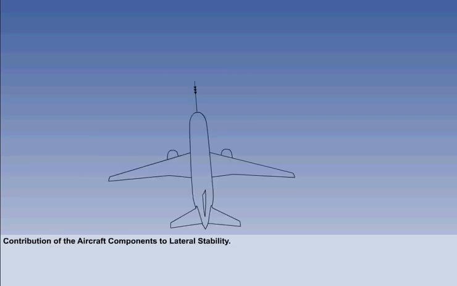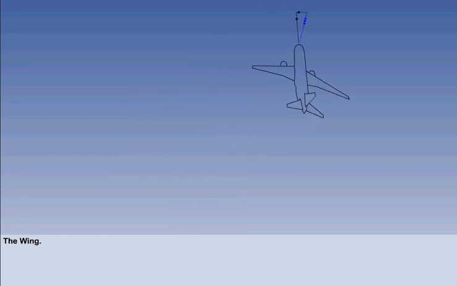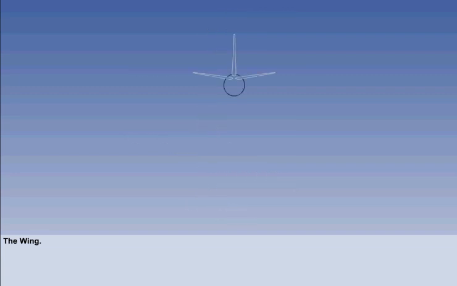The degree of lateral stability an aircraft has is the net result of the contribution of its component parts. First, we will look at the contribution of the wing. As the aircraft side slips, the relative airflow is no longer parallel to the longitudinal axis, and the forward speed vector and the side slip vector give a resultant relative airflow from the side. It will be easier to see what is happening if a two-dimensional view is used.